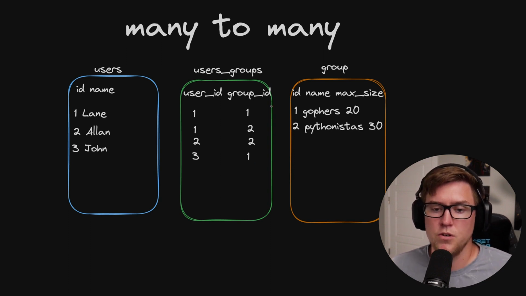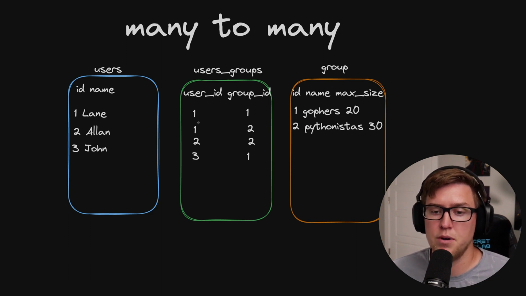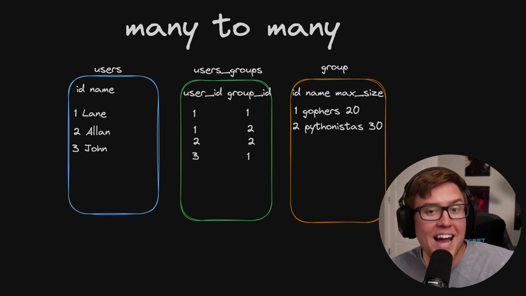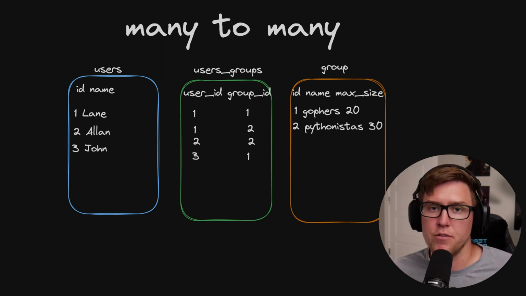So notice the many-to-many relationship here, right? Lane has now joined both groups, Gophers and Pythonistas, right? But the Gophers group also has 2 different users, right? It has Lane and it has John. So by using a joining table, we're able to accurately model a many-to-many relationship.